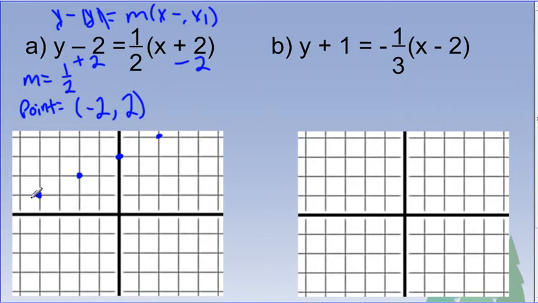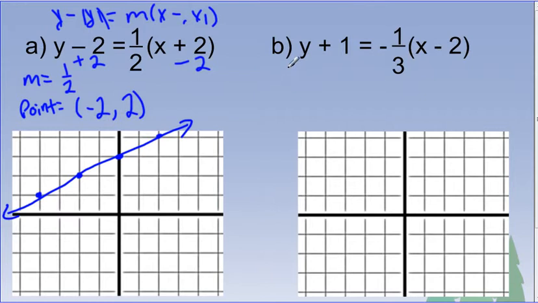And now our line looks like this, sort of. That's pretty close. That's that line. We graphed it. We found our point. We found our slope. We plotted the point. We moved the way the slope told us to move. That is the line the equation tells us to draw.